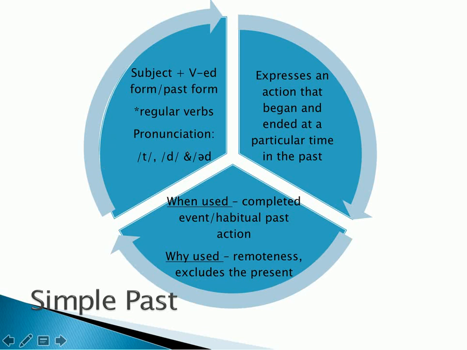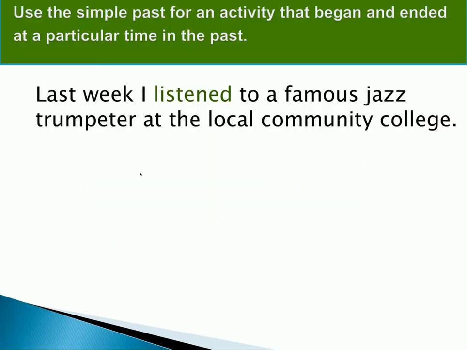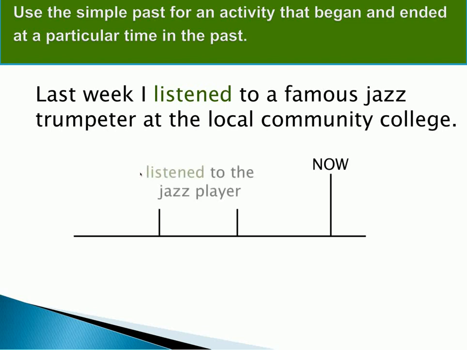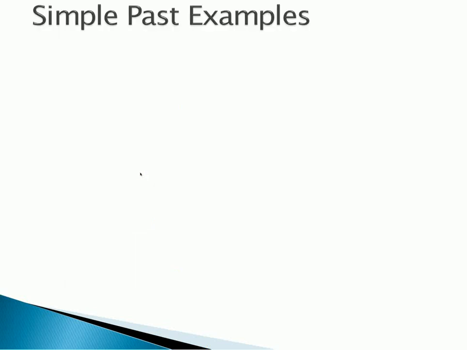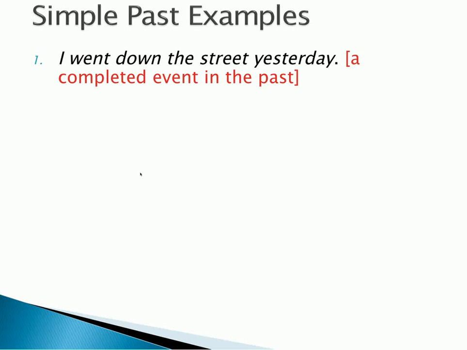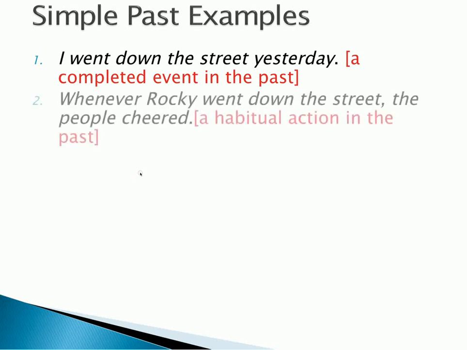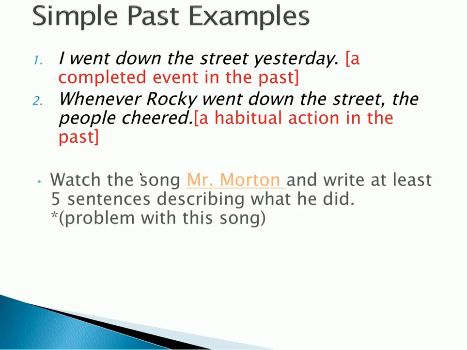Just one observation here. You could have just the subject and an irregular verb instead of following this form. Just so you know. Last week, I listened to a famous jazz trumpeter at the local community college. So here you have your now, but I listened to the jazz player in the past. I went down the street yesterday, a completed event in the past. Whenever Rocky went down the street, the people cheered. A habitual action, but in the past.